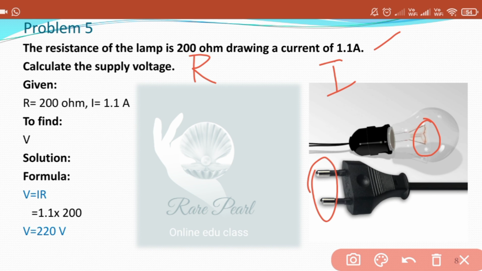What will be the supply voltage we need to calculate? From Ohm's law we know that V is equal to I into R. So therefore I we know is 1.1 and R is 200. On substituting and multiplying, we get V is equal to 220 volt. So 220 volt is the supply voltage.